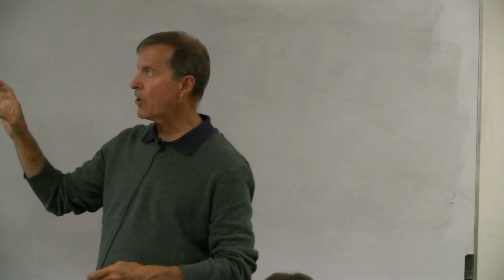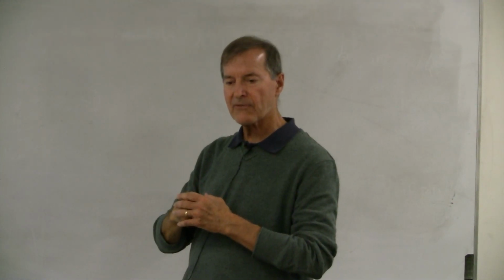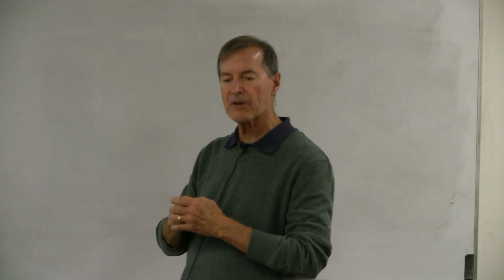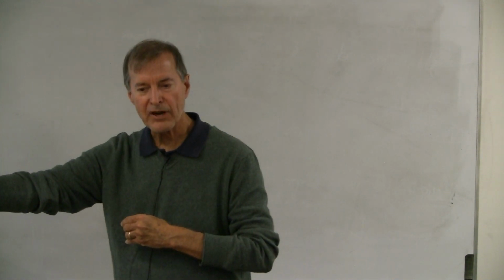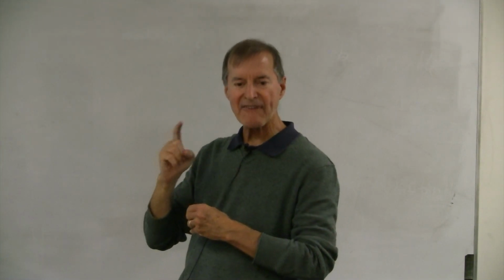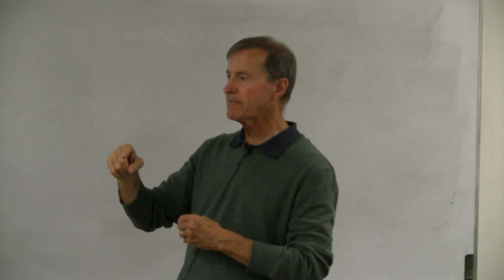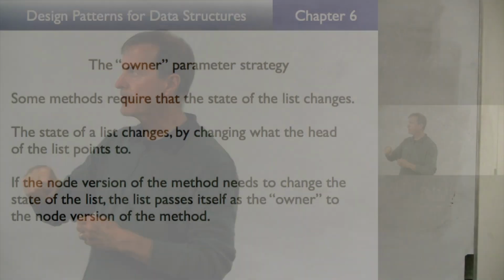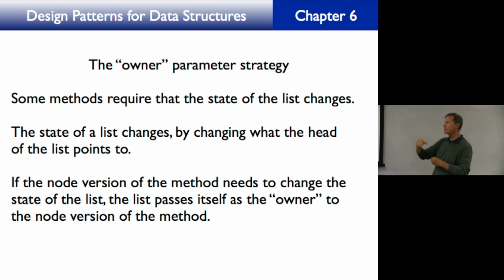So this is the concept of the owner parameter strategy. When you are in the environment of a node, how are you going to change the underscore head that's pointing to you? You have to have access to it. So therefore, it has to be passed as a parameter. That parameter is called the owner. Some methods require that the state of the list changes. The state of a list changes by changing what the head of the list points to. If the node version of the method needs to change the state of the list, the list passes itself as the owner to the node version of the method. Does everybody see the concept there?